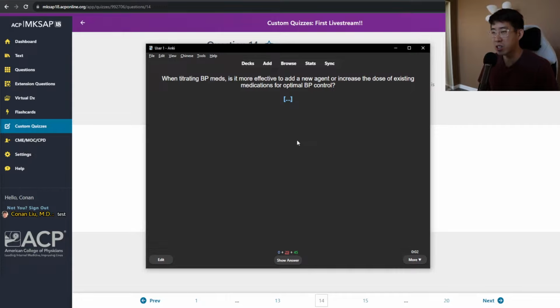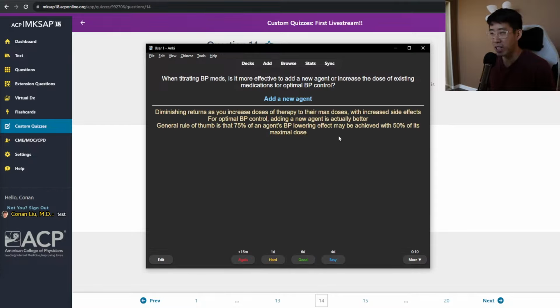When titrating blood pressure meds, is it more effective to add a new agent or increase the dose of existing medications for optimal BP control? The answer to that is to add a new agent, because you get diminishing returns as you increase doses. For example, from amlodipine 5 to amlodipine 10, you're not really going to be getting as much benefit as if you just add lisinopril or something else.